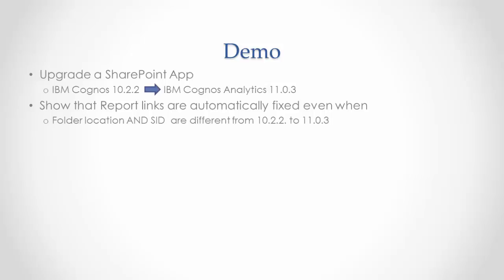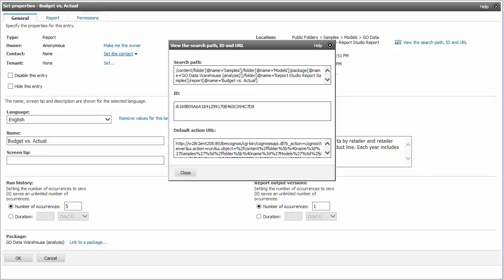To demonstrate our Smart Links feature, we're going to use a report and a workspace that exist on IBM Cognos 10.2.2 and were imported to IBM Cognos Analytics 11, where both the location and the store ID were changed. The report we're going to use is the sample report Budget versus Actual.